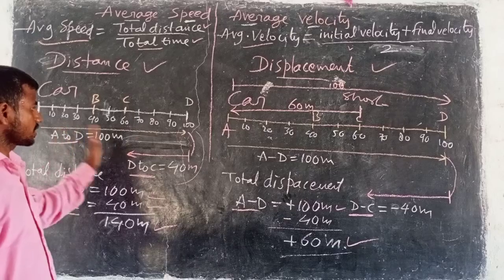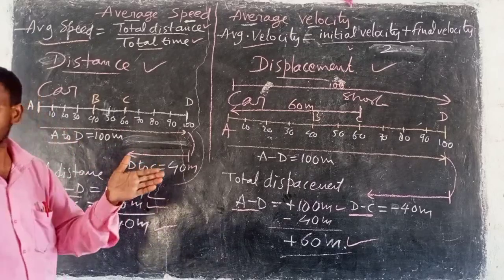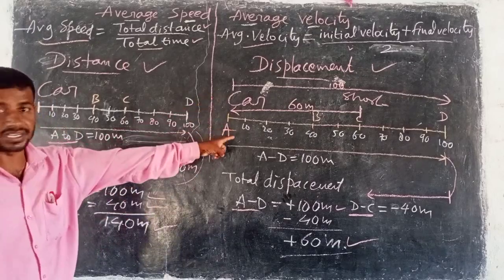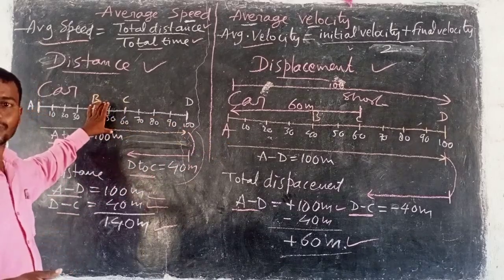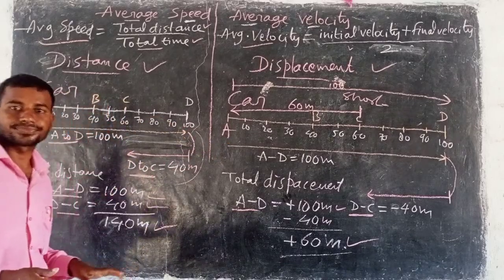Yes, one object traveled the same path, but the shortest distance is covered in displacement, while the whole path is calculated in distance. Okay.